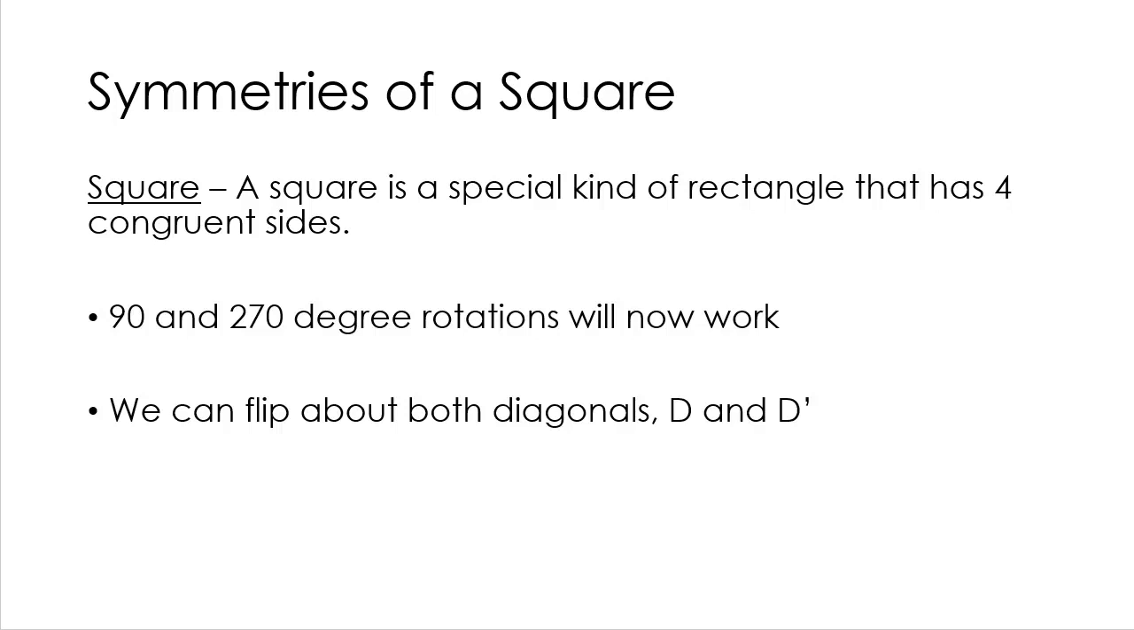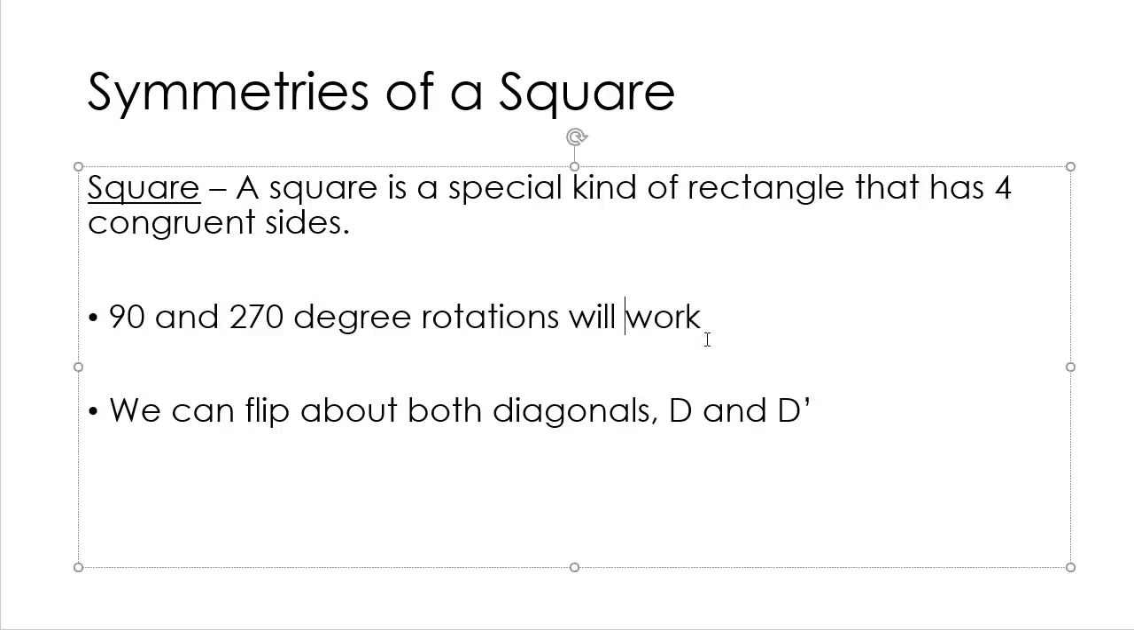Okay, so what about a square? Well, a square is a special kind of rectangle, right? We all know what a square looks like, but some of you might not have realized that it's just a special kind of rectangle. It's a subgroup of a rectangle. It's basically a rectangle where all four sides are the same, i.e. congruent. So now we have 90 and 270 degree rotations that will work with this one, whereas they wouldn't work with a rectangle. And we can now flip about both diagonals, D and D prime, just meaning the two diagonals. I should probably change this because it really will work now, right?